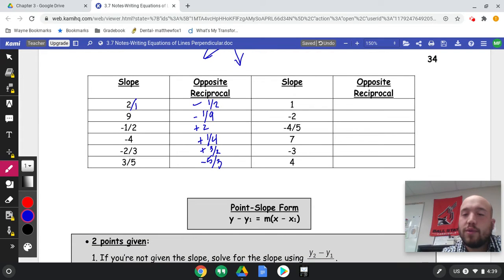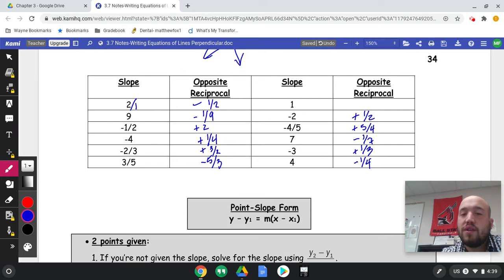But negative 2 becomes positive 1/2. Negative 4/5 becomes positive 5 over 4. 7 goes to negative 1/7. Negative 3 becomes positive 1/3. And 4 would be negative 1/4.